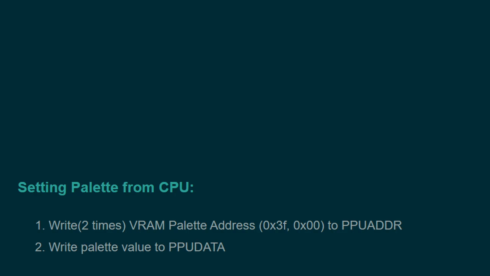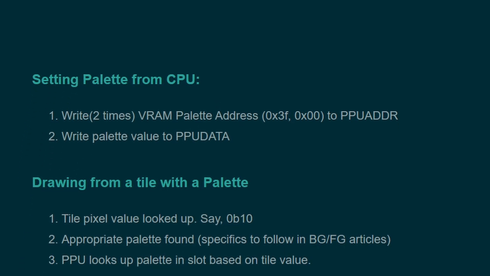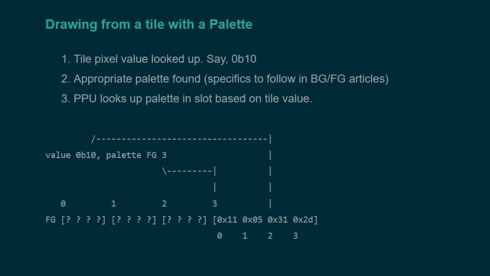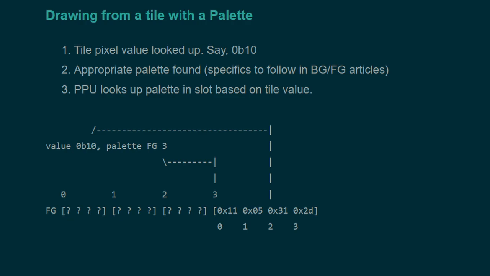The other way to look at the palette is how the PPU actually uses the palette when drawing an image. First, it needs to look up the pixel value from the tile data. We saw this in the previous episode. Then it needs to figure out which palette to be used. We'll talk more about specifics here in the future. Finally, it uses the value found from the tile to determine which of the colors within the palette get used. And we can kind of see a little diagram here.